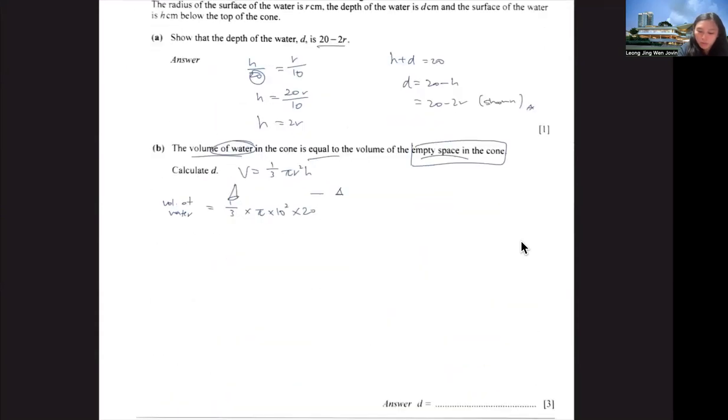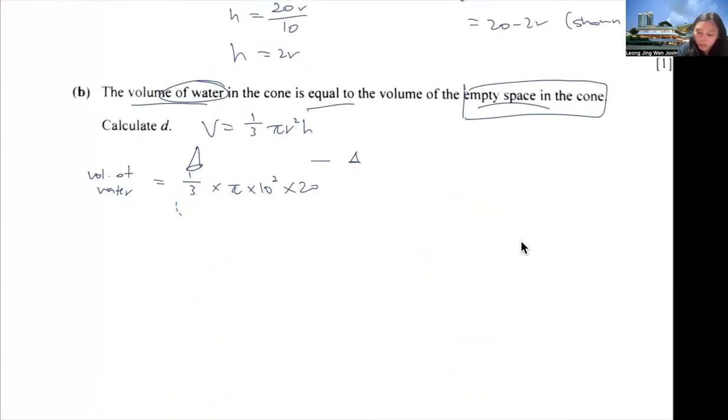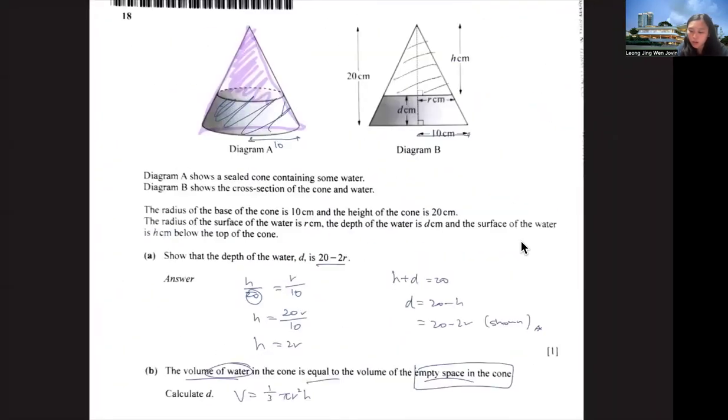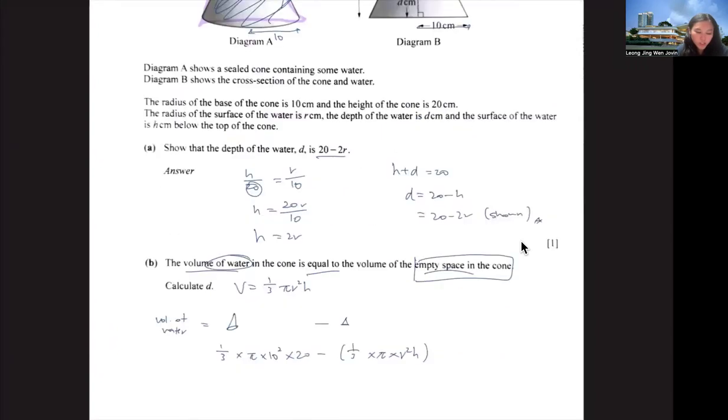Okay, so let me rearrange my terms. So big cone minus small cone. So yes, big cone is this equation over here. Same thing, the big cone is 1/3 times pi times r squared, which is 10 times 10 times 20. That is the big one. So minus 1/3 pi r square h. Over here, I don't know anything because I don't know what is this r. I don't know what is the h also. So let's just leave it as that.